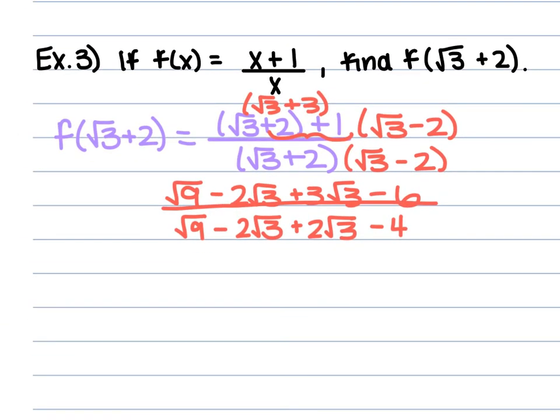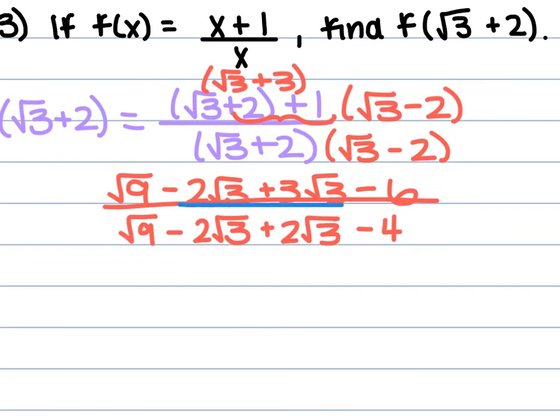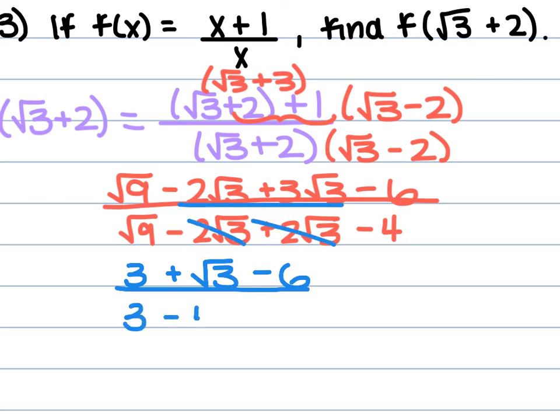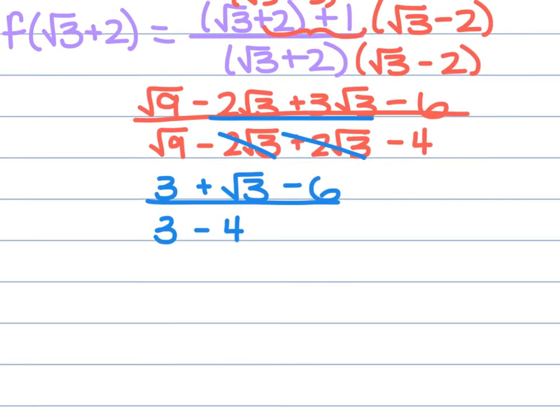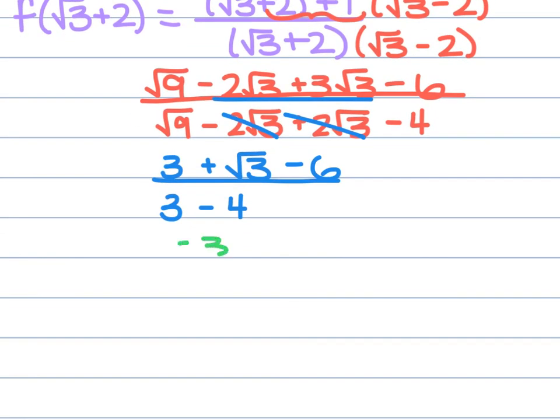So now we're going to simplify this. Your like terms on the top are the negative 2 square root 3 plus 3 square root 3. We can simplify the square root of 9. That becomes a 3. So we're going to have 3 plus square root 3 minus 6 on the top. And on the bottom, we're going to have 3, cancel out those radicals, minus 4. From here, the 3 minus 6 is negative 3 plus square root 3, and 3 minus 4 is negative 1.